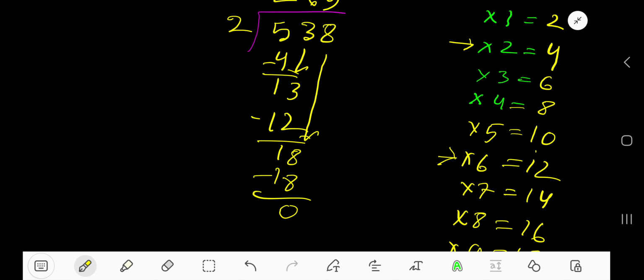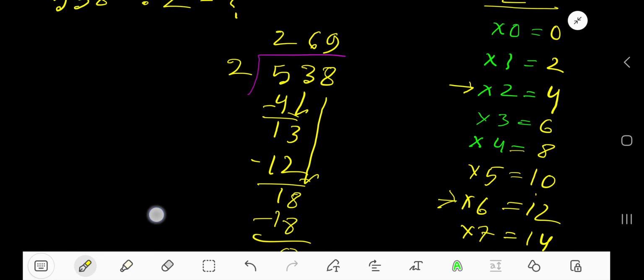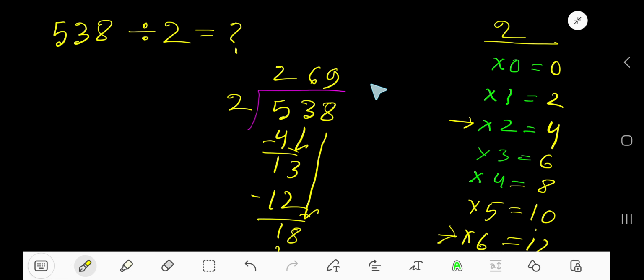To subtract, you are getting 0. So since your remainder is 0, we are done. 269 is our answer.